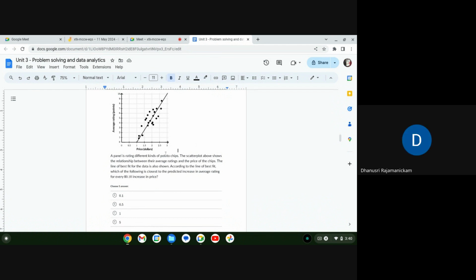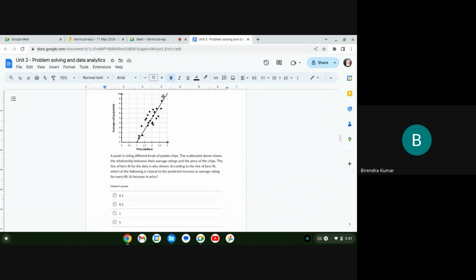If I pick up the bottommost one, what is the price for that one? It's like 1.1, I want to say. 1.1, 1.2. Okay. Can you note it down? And what is the rating? The rating is like 0.7 or something like that. Maybe a little more than that. It's much closer to the line. So maybe I'll give it 0.8. I'm talking about the bottommost point. Is that okay?